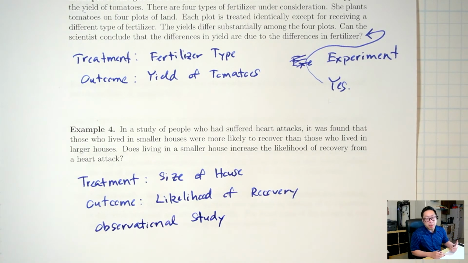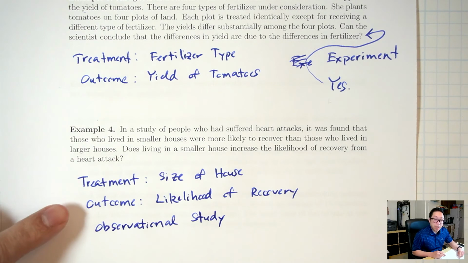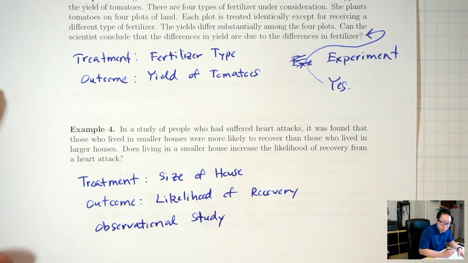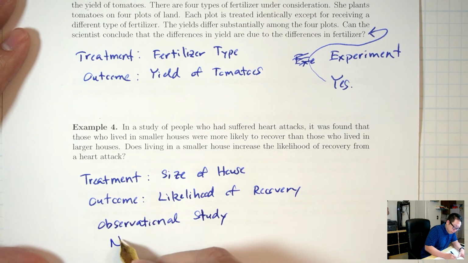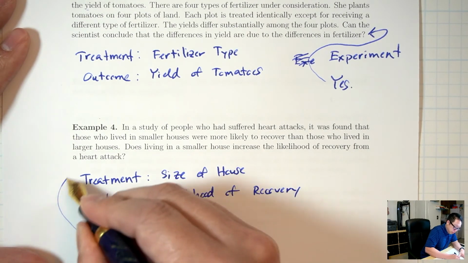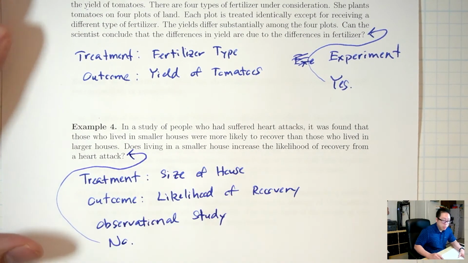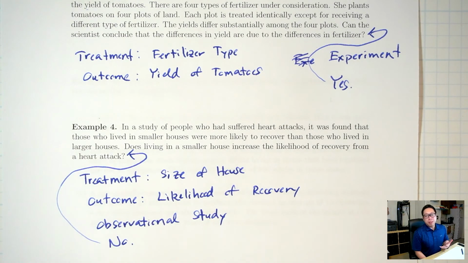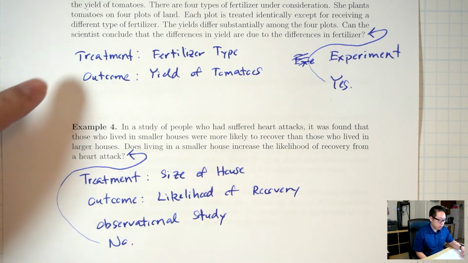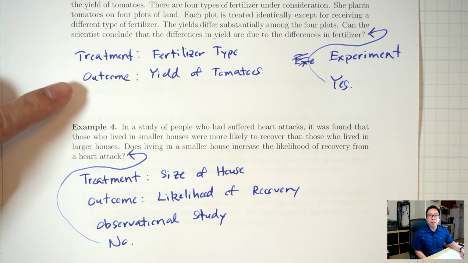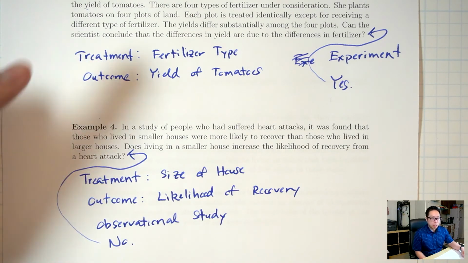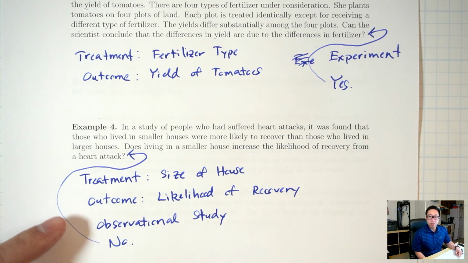Okay, and because it's an observational study, you cannot conclude that the size of the house affects the likelihood of recovery. So to answer the question, you would say no. So it seems like experiments are better than observational studies, right? Because in an experiment, you can conclude that the treatment affects the outcome, or the treatment causes the outcome. Whereas in an observational study, you can't.